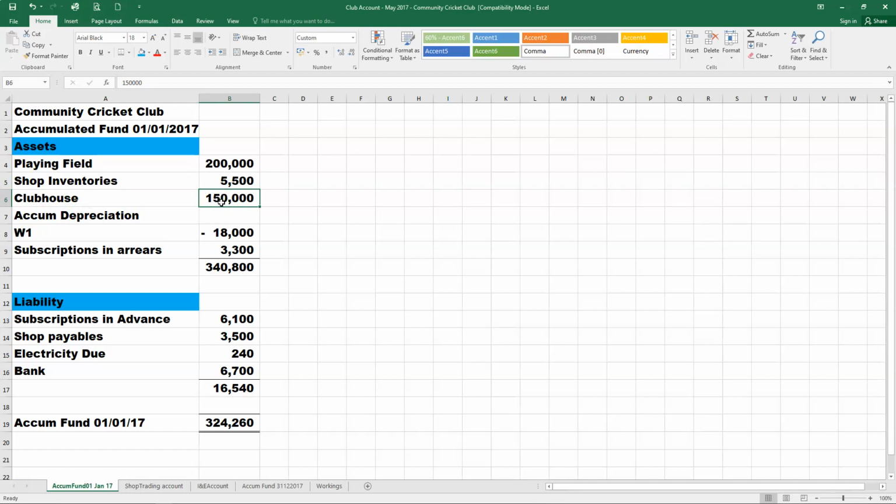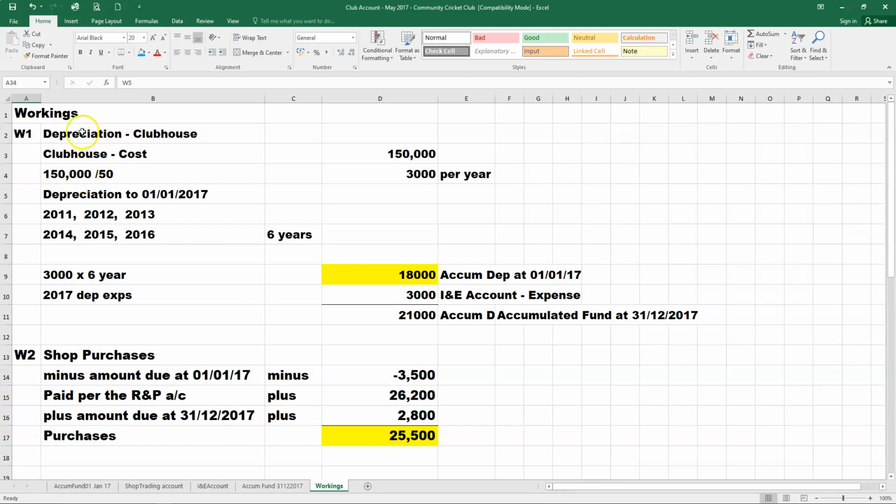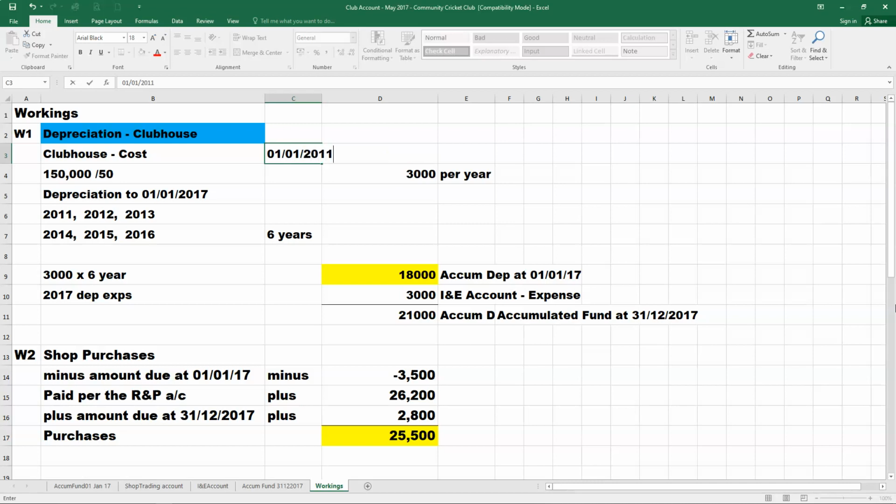And the note one then: the clubhouse was purchased on the 1st of January 2011 and has been depreciated on a straight line basis over 50 years. Okay, so we're going to have to work out our accumulated depreciation at the start of the year. So I'm going to go into my workings for that, my depreciation for my clubhouse. My clubhouse cost 150,000 and that was bought on the 1st of January 2011.